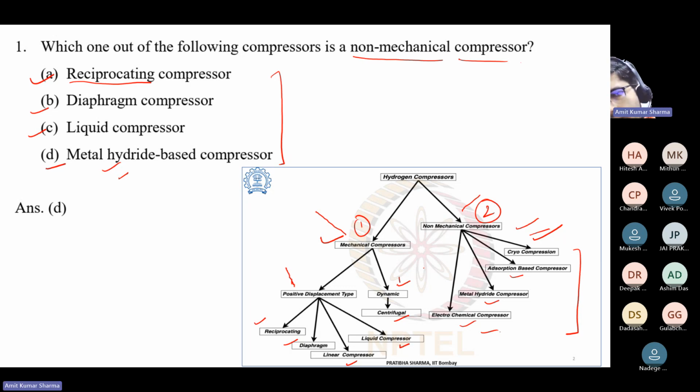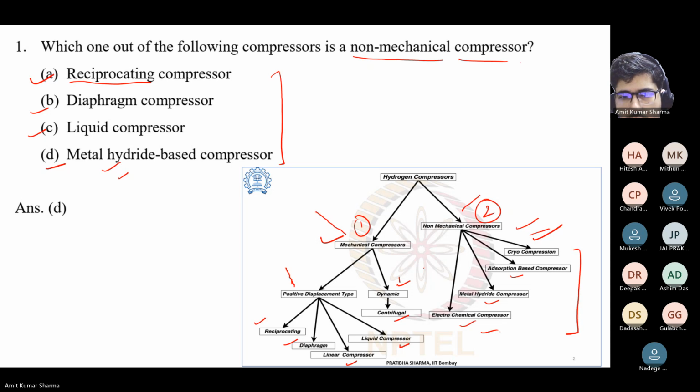In the liquid compressor, you are still pushing the piston with the help of a liquid. What is the common thing between all these four? It compresses some constant set amount of volume. But in the cryo compressor also, and in other compressors also, you are compressing. So what is the difference? What is the common thing in all these four that is different from the other types?